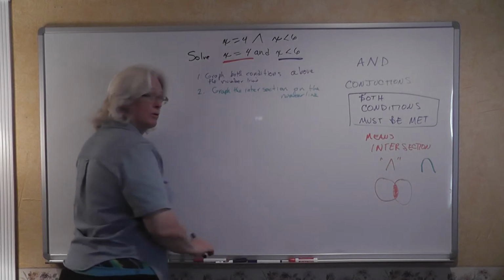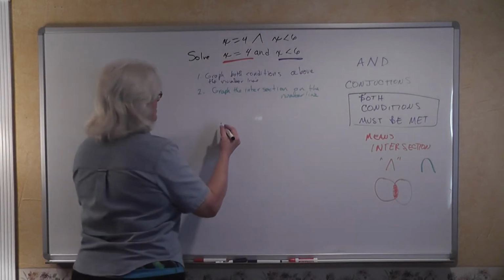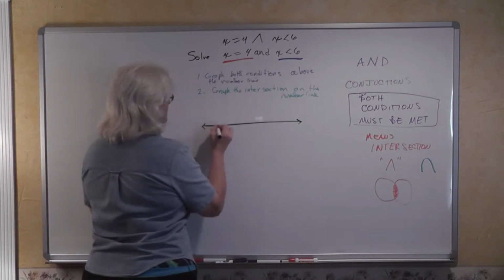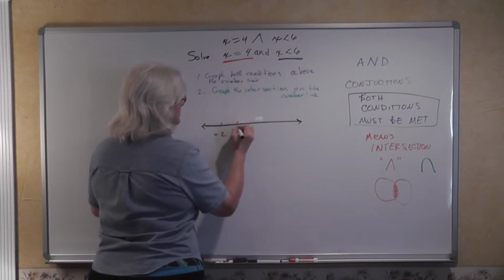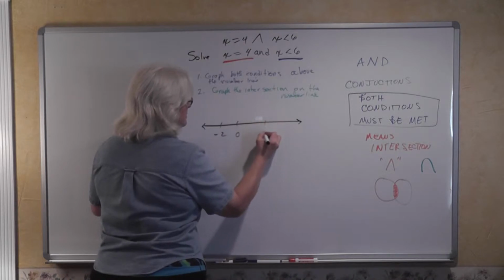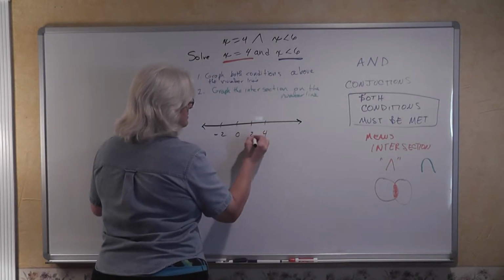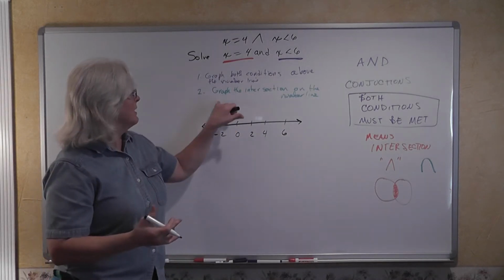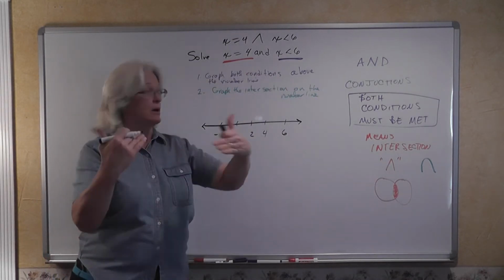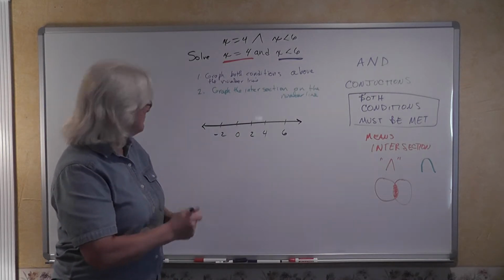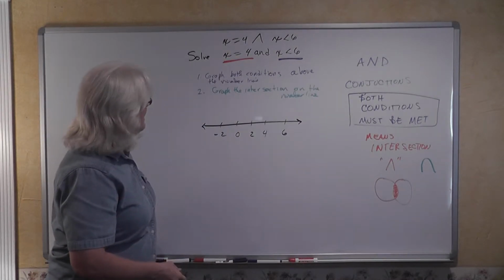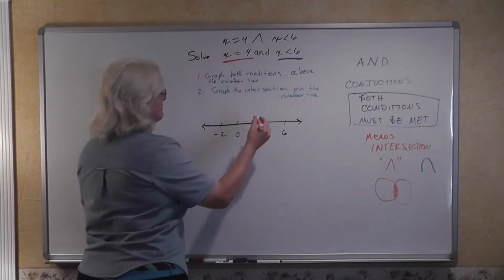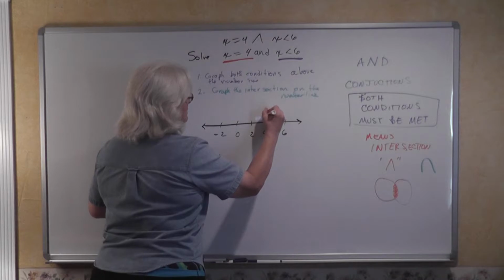And I have 4 and 6 as the numbers, so I'm going to draw an adjusted number line: -2, 0, 2, 4, and 6. And we want to graph both conditions above the number line. So what's our first condition? We're going to graph it in red: x is equal to 4. How do we graph that? Simple dot.